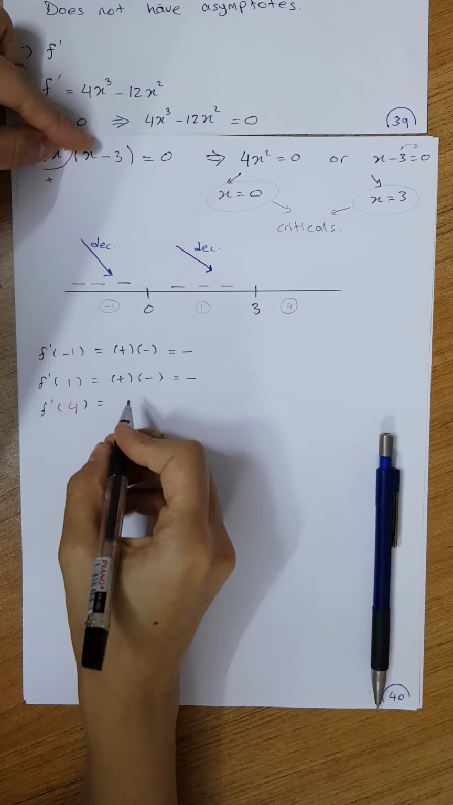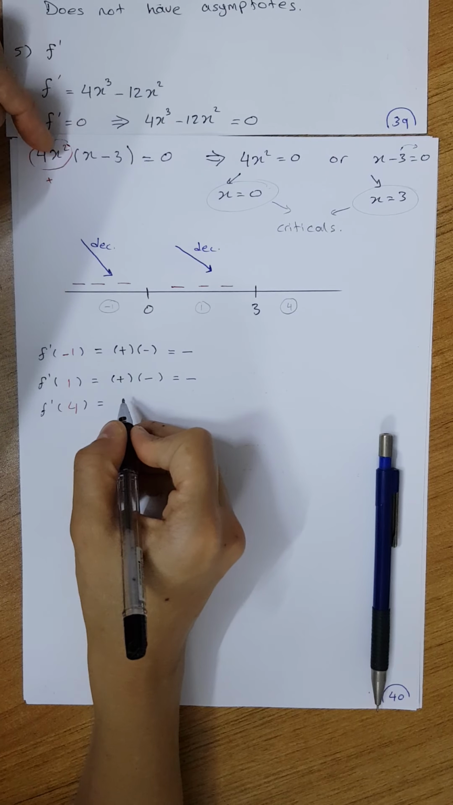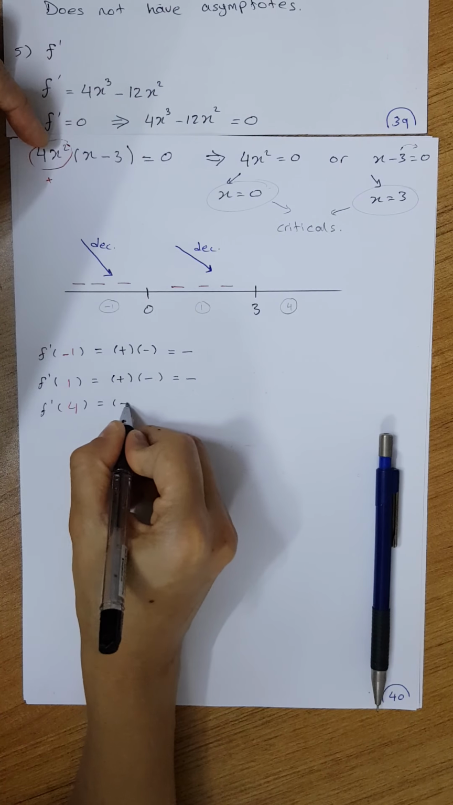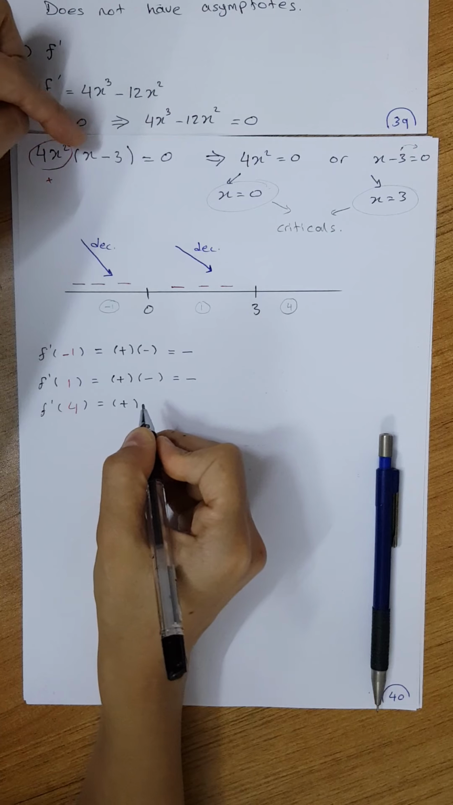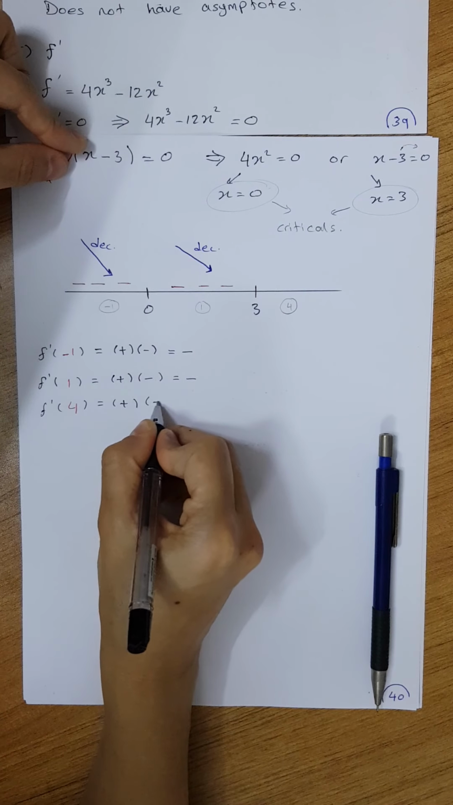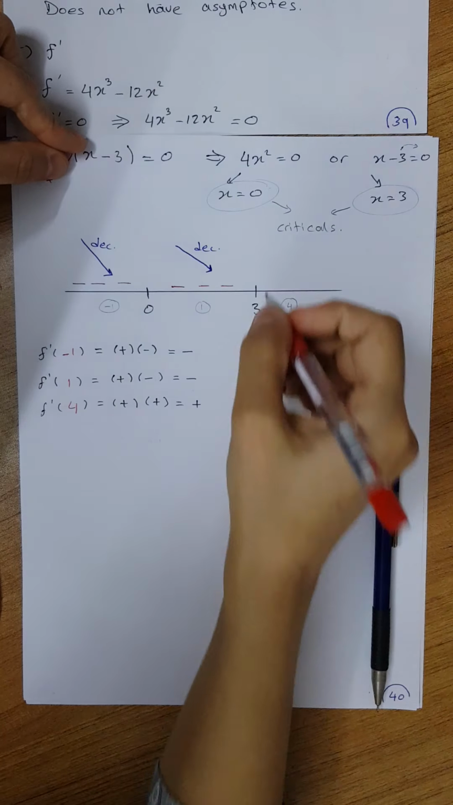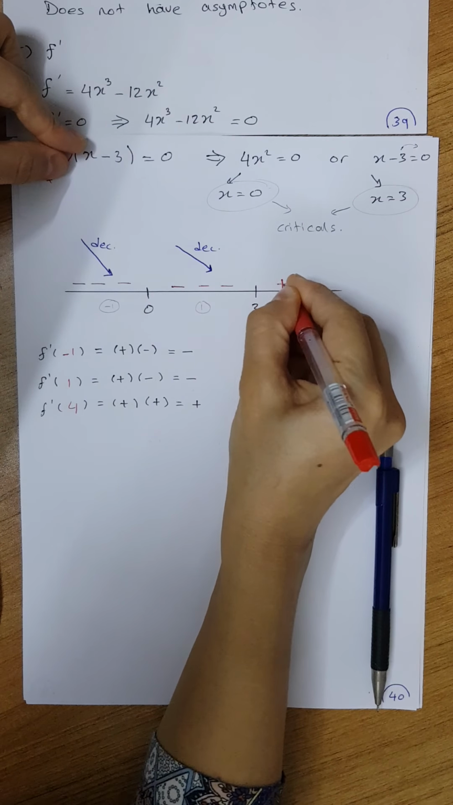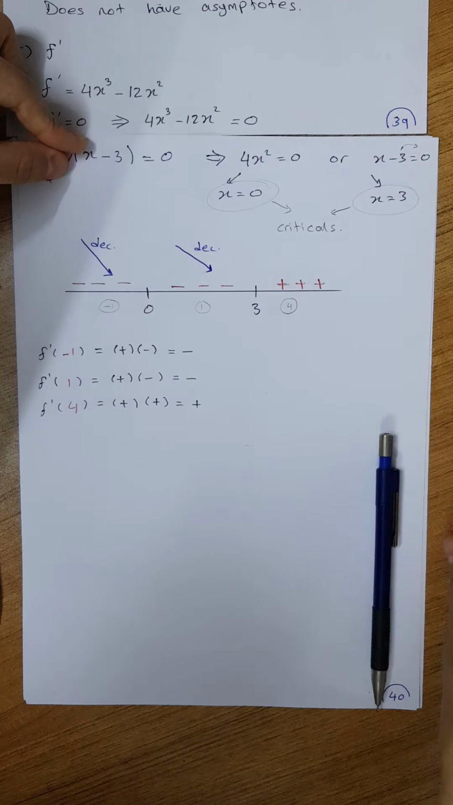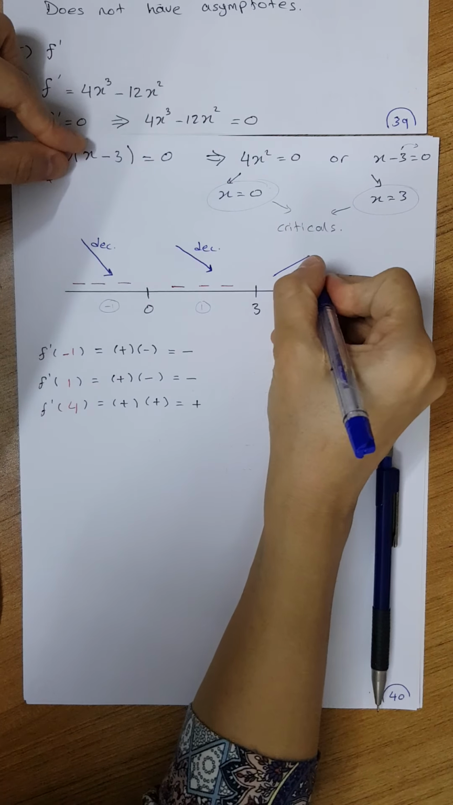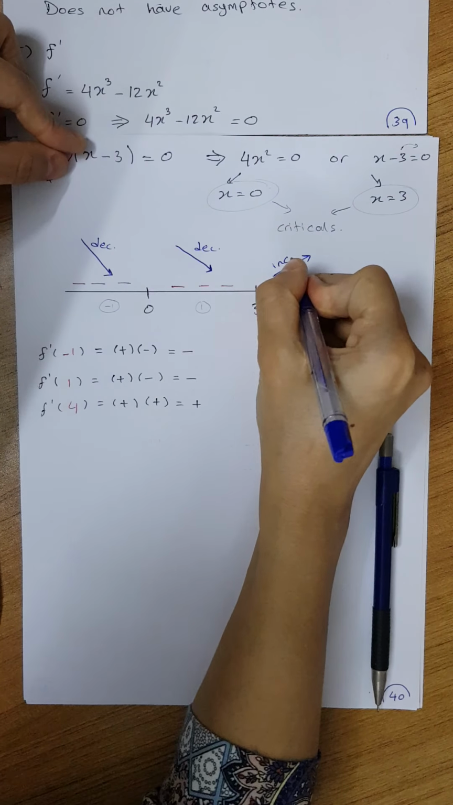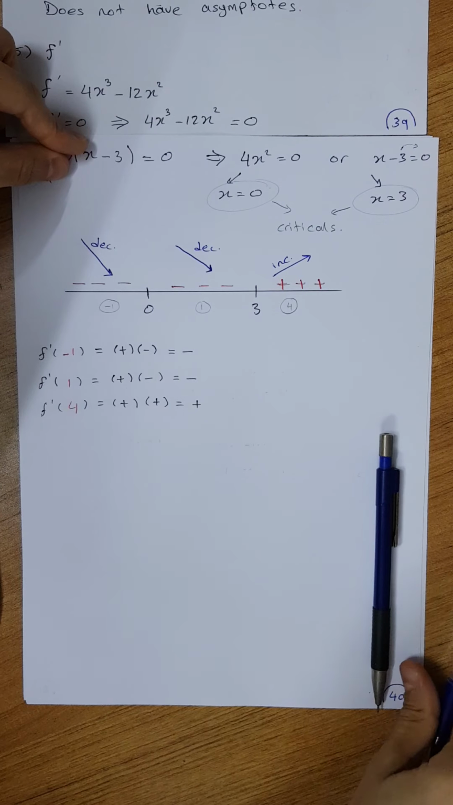Okay, f prime of 4. If I put 4 into that part of the first derivative, I will again get positive because of the square. And 4 minus 3 is positive. So positive multiplied by positive gives something positive. So whatever number I choose from that interval, I will get something positive. What does positive mean? That means the function is increasing in that interval.